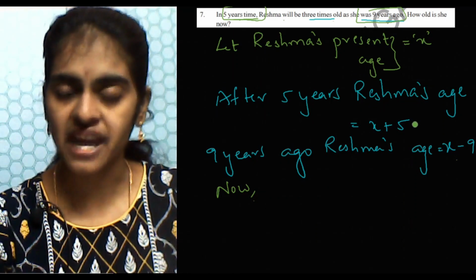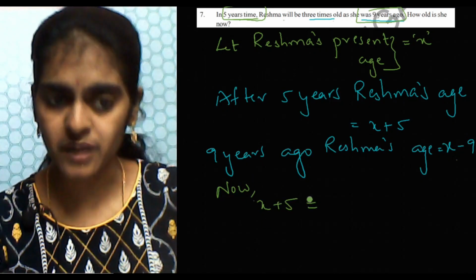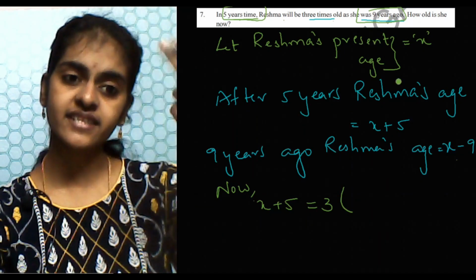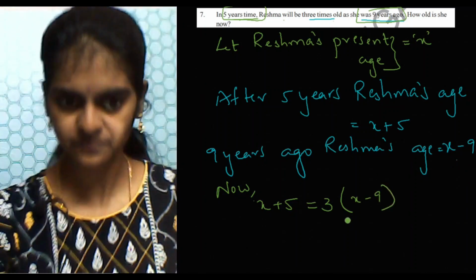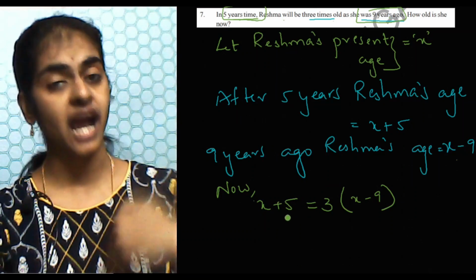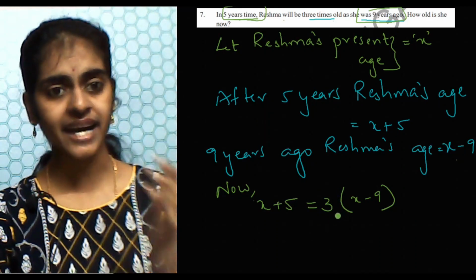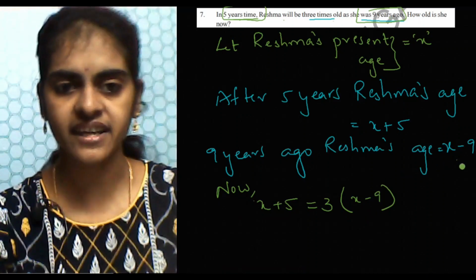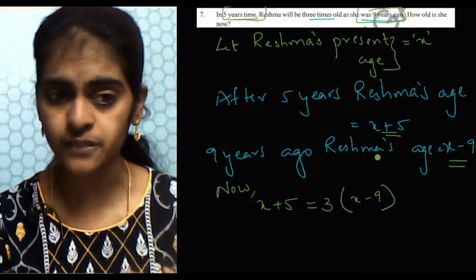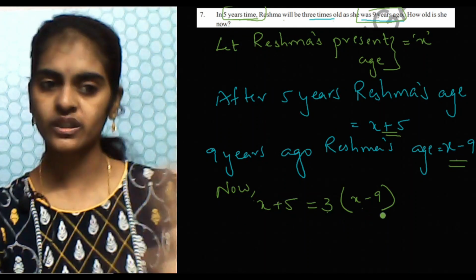So Reshma's age in 5 years' time is x plus 5. This is the age after 5 years. This age will be 3 times, that means 3 multiplied by her age 9 years ago. Her age 9 years ago is x minus 9. Got this point? So after 5 years, her age is 3 times her age 9 years ago. So this equation you will get.